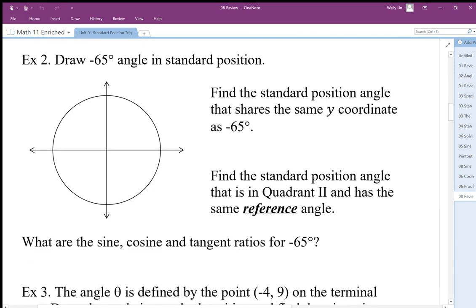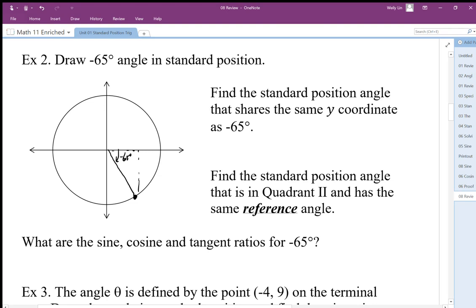So negative 65 degrees in standard position is going to be in quadrant 4. Okay, so we drop maybe somewhere around there. So there's our negative 65 degrees. Okay, we have a reference triangle here.